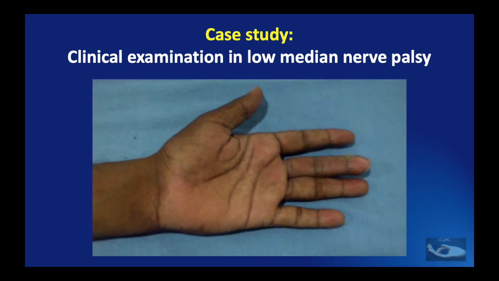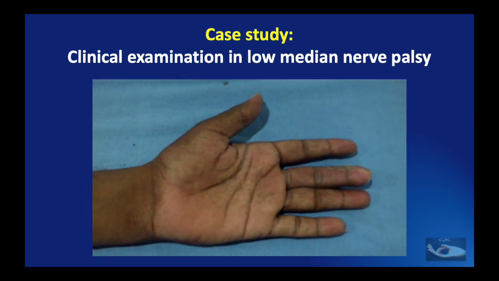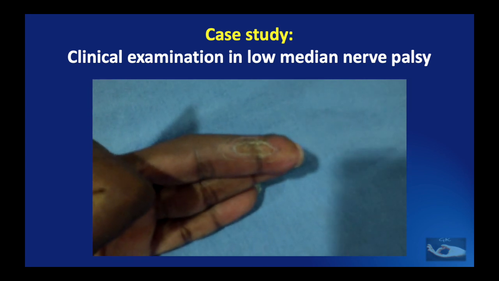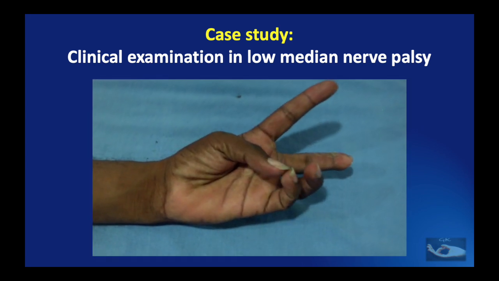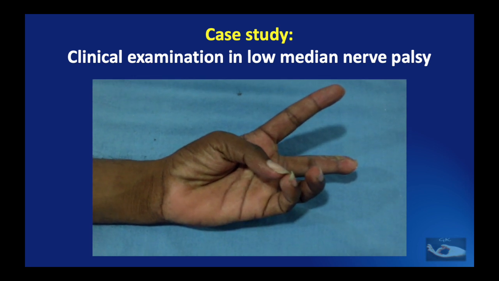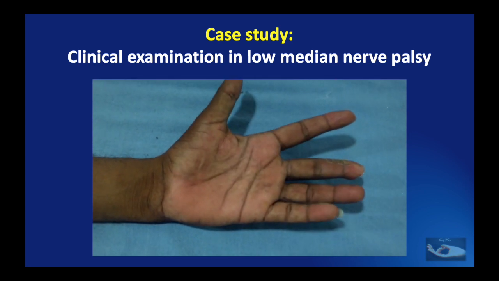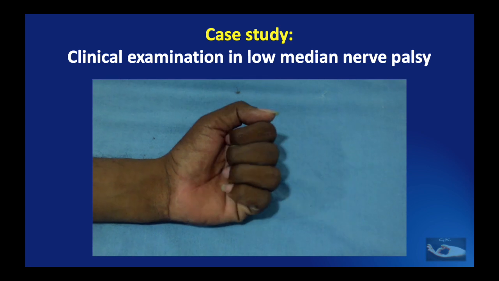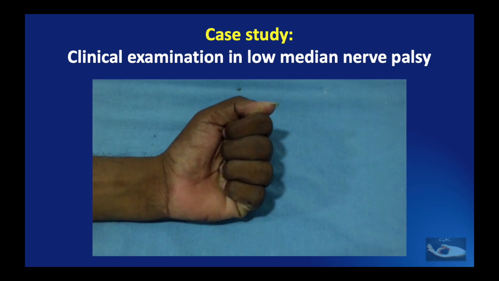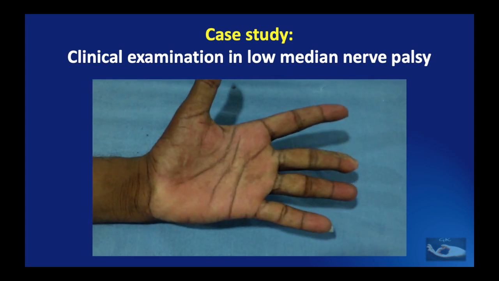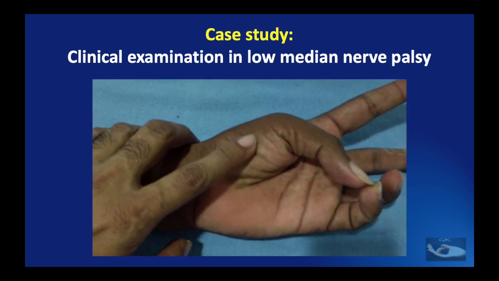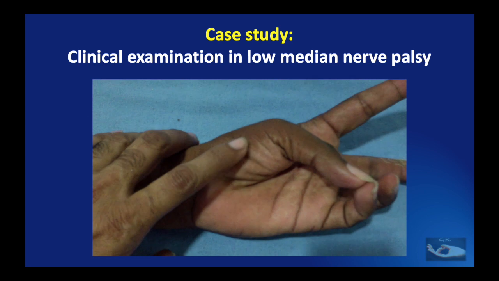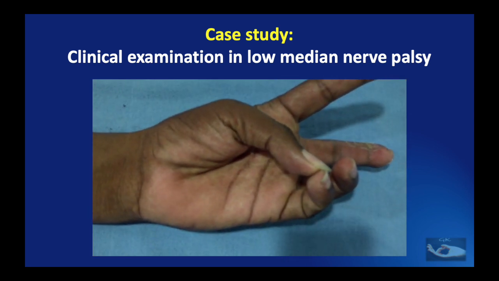Similarly, clinical examination in a patient with a low median nerve palsy demonstrates the wasting at the level of the thenar eminence, trophic ulcer on the middle finger, and lack of proper opposition between the thumb and the fingers. Even though the thumb is able to touch the little finger, we must note that a pulp to pulp pinch or a tip to tip pinch is ideal. Here it is a tip to side pinch, that is, the tip of the thumb touches the side of the terminal phalangeal region of the little finger.